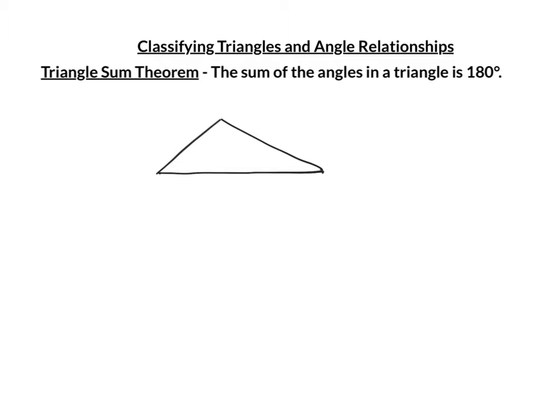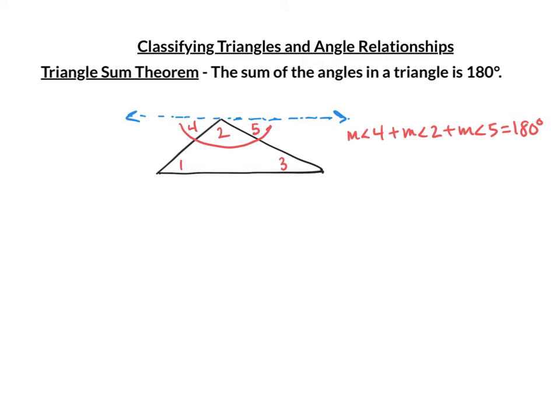Here's how we know that. Take any triangle and take one of the vertices and draw a parallel to the opposite side. If we put some numbers in there to represent the angles, notice that the measure of angle 4 plus the measure of angle 2 plus the measure of angle 5 is 180 degrees, because this is half of a circle. Remember that I drew in this line parallel to this line.